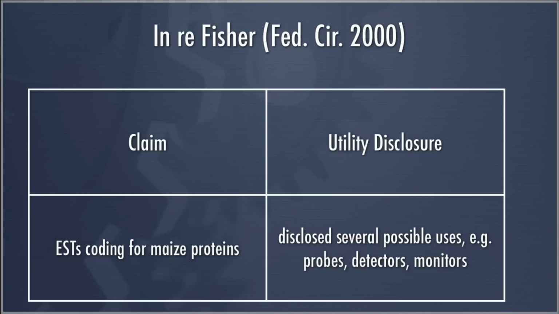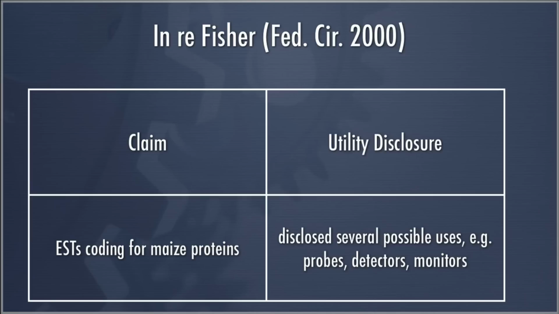But they disclosed in the document several possible uses that you could use these ESTs to probe for different kinds of mutations or diseases in maize plants. You could detect mutations or diseases. You could monitor reproduction, for example, and make sure it's going well or going as expected by evaluating using these ESTs. So they disclosed a number of possible utilities. Right? The PTO rejects them.